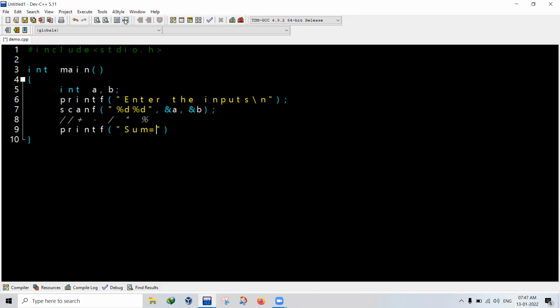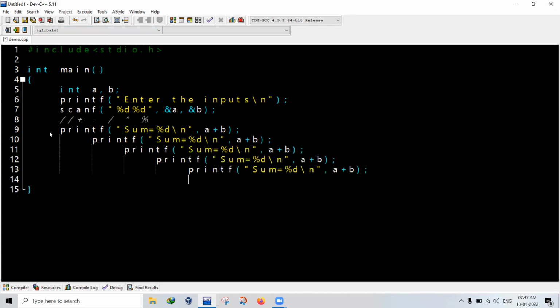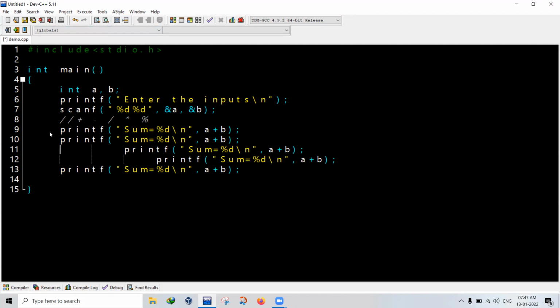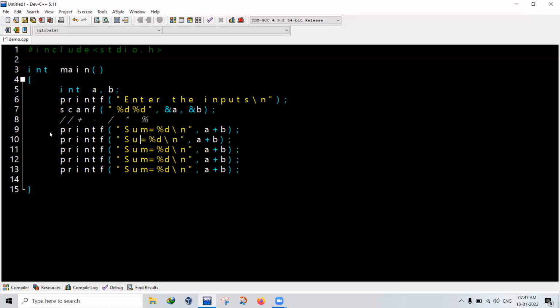Sum is equal to percentage d slash n, and we also know sum is a plus b. That's it. This is how you perform sum. I'll just copy paste this line so that I don't have to type it again and again. Sum, subtraction, multiplication, division, modulo. Okay, just give me a sec. I think, yeah, it is indented. So sum is done. Now let's do subtraction. This is difference. Let's do multiplication. Let's do division. Let's do modulo.